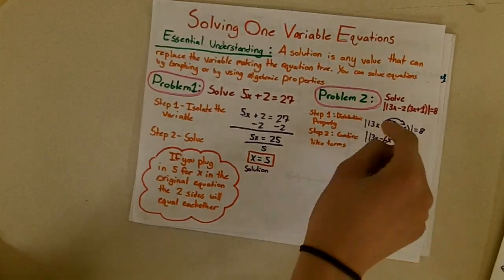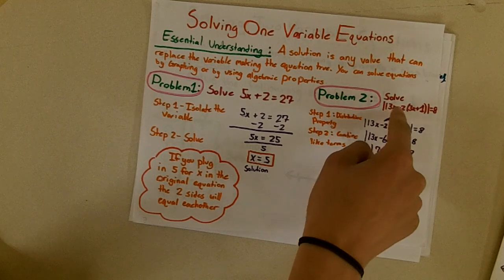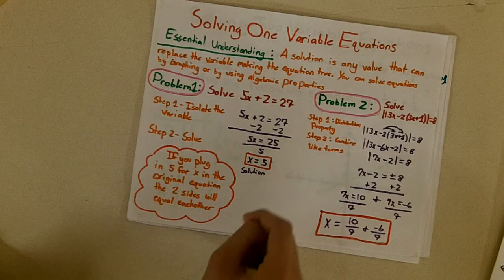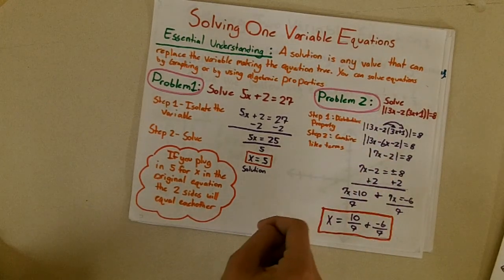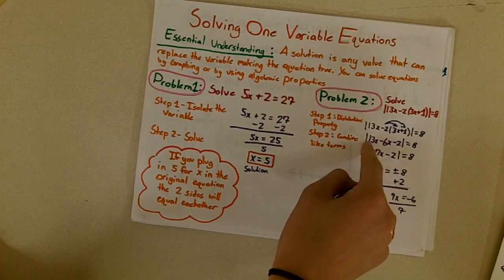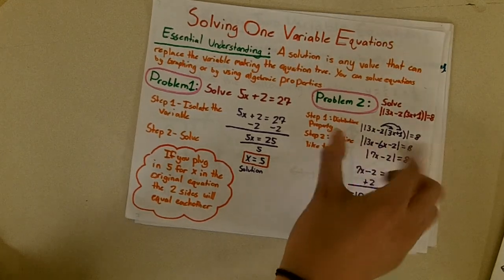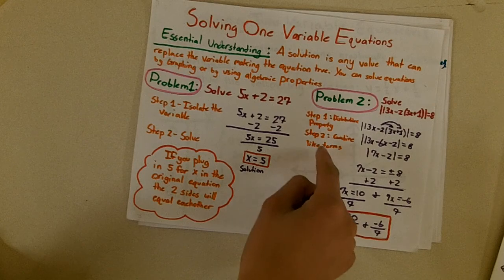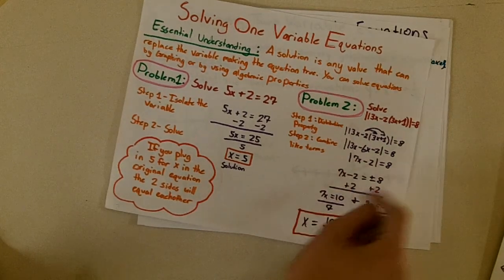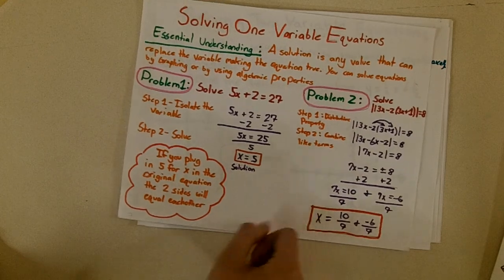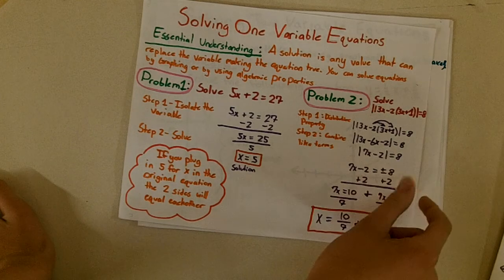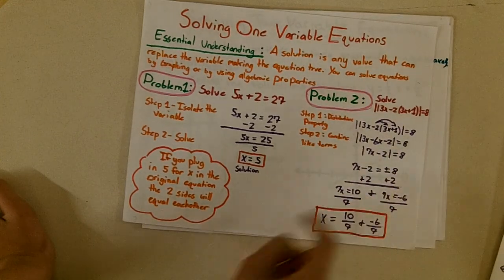Problem 2. Solve the absolute value of 13x minus 2 times (3x plus 1) equals 8. The first step here is using the distributive property to get rid of the parentheses. So that gives us the absolute value of 13x minus 6x minus 2 equals 8. So now you have to combine like terms, so we get the absolute value of 7x minus 2 equals 8. Now we want to get rid of the absolute value by putting it on the other side. The way we're going to do that is just transfer it over, and then the absolute value of 8 is either plus or minus 8.